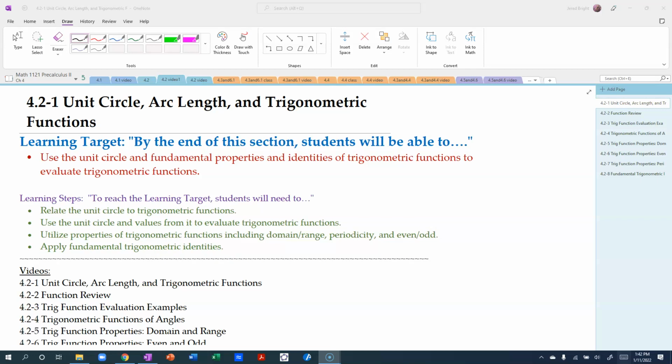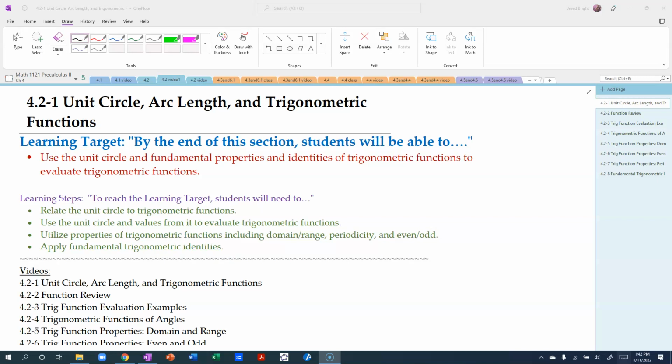Welcome, Professor Bright here, and in this video series, we're going to define the trigonometric functions and then look at some of their properties along the way. But to begin, we need to figure out what the trig functions are, and to do that, we're going to talk about the unit circle and revisit this concept of arc length that we saw in the last section. So let's go ahead and get started.